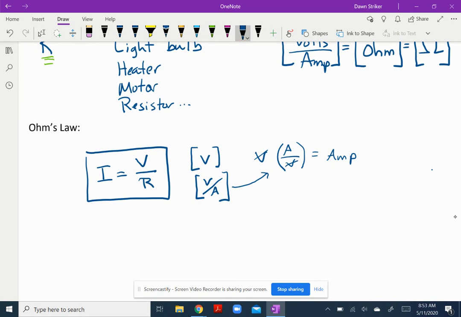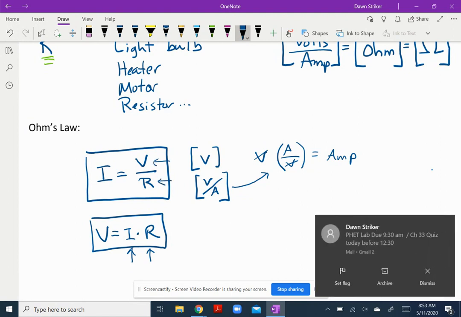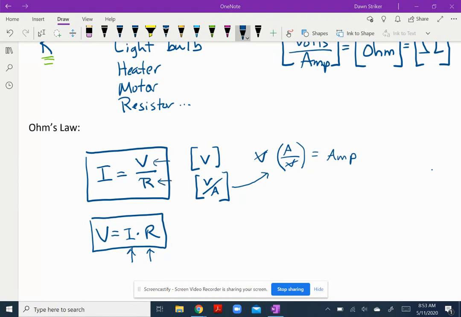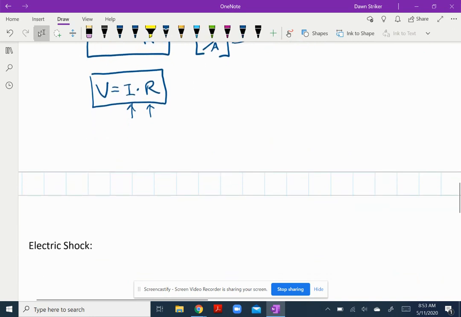And so another way to write this is V equals I R. All right, these are both statements of Ohm's law. If you know the current in your circuit and you know the resistance in your circuit, you can figure out how much voltage is needed. On the other hand, if you know the voltage and you know the resistance in your circuit, you can figure out the current. And that's what we're going to be working on in the next couple of weeks.